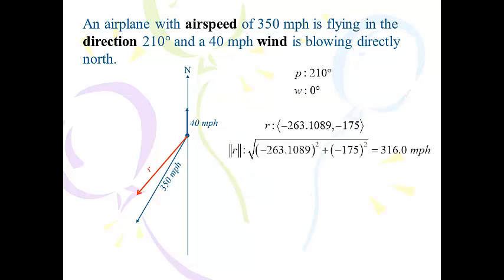So now I want to find the ground speed of the resultant. So I square the x, I square the y, I add them up, and I take the square root of it, and I get 316.0 miles per hour. That's the length of our resultant.